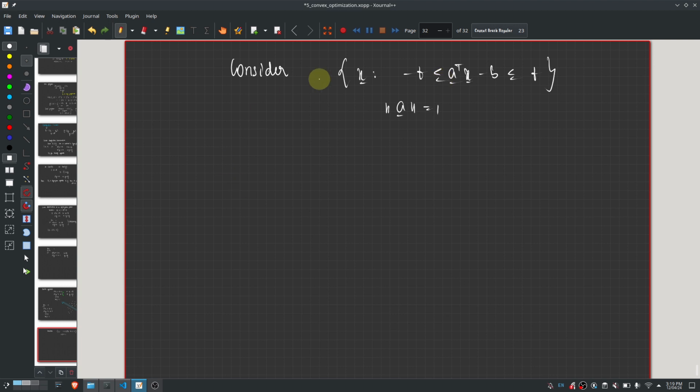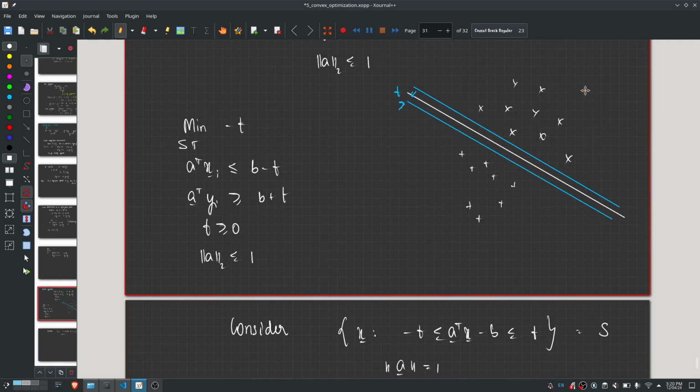Let's call this some set S. S is essentially this set, the set in between, this region in between. This is my S. Try to find the minimum distance between any point outside S and the hyperplane. I claim that that's going to be equal to t.